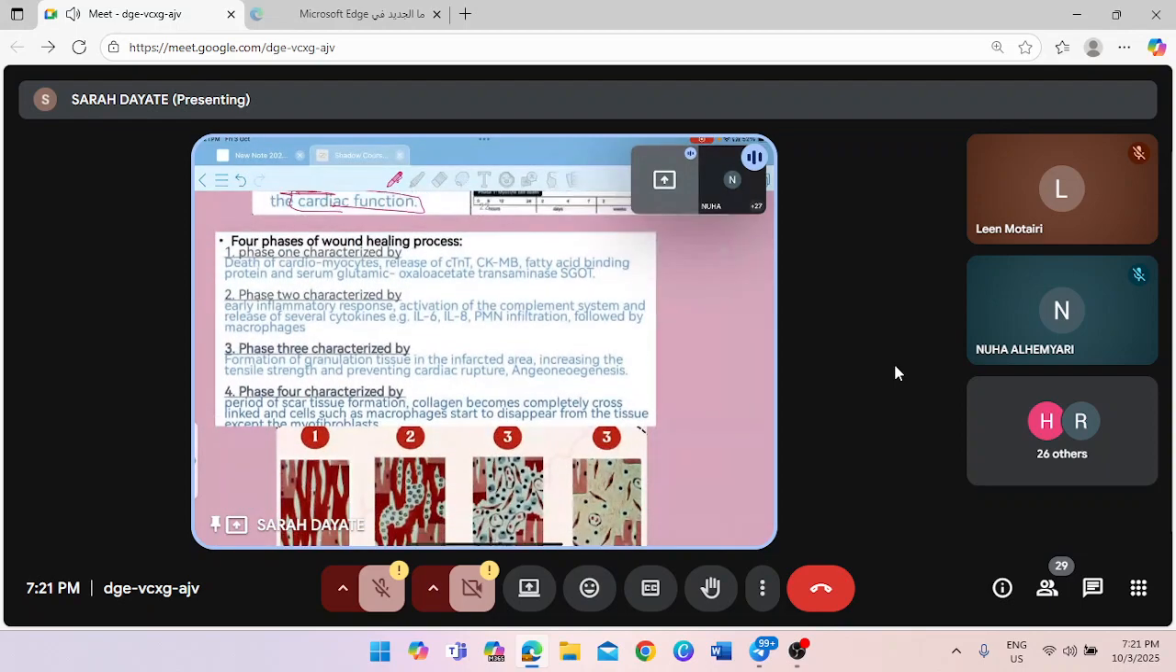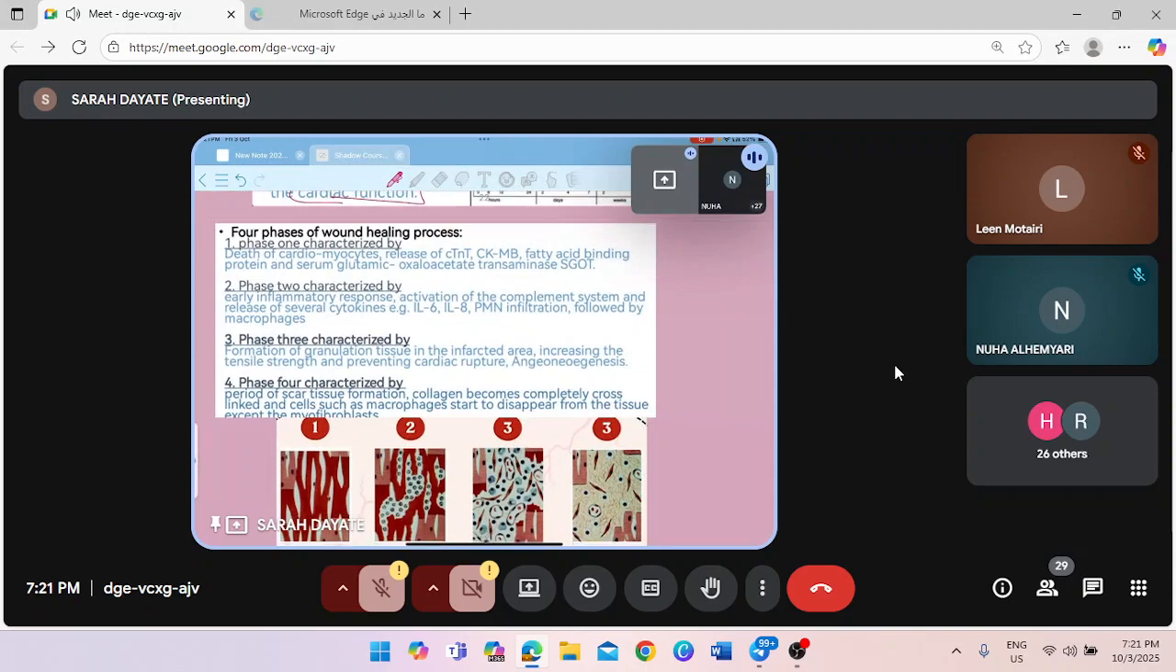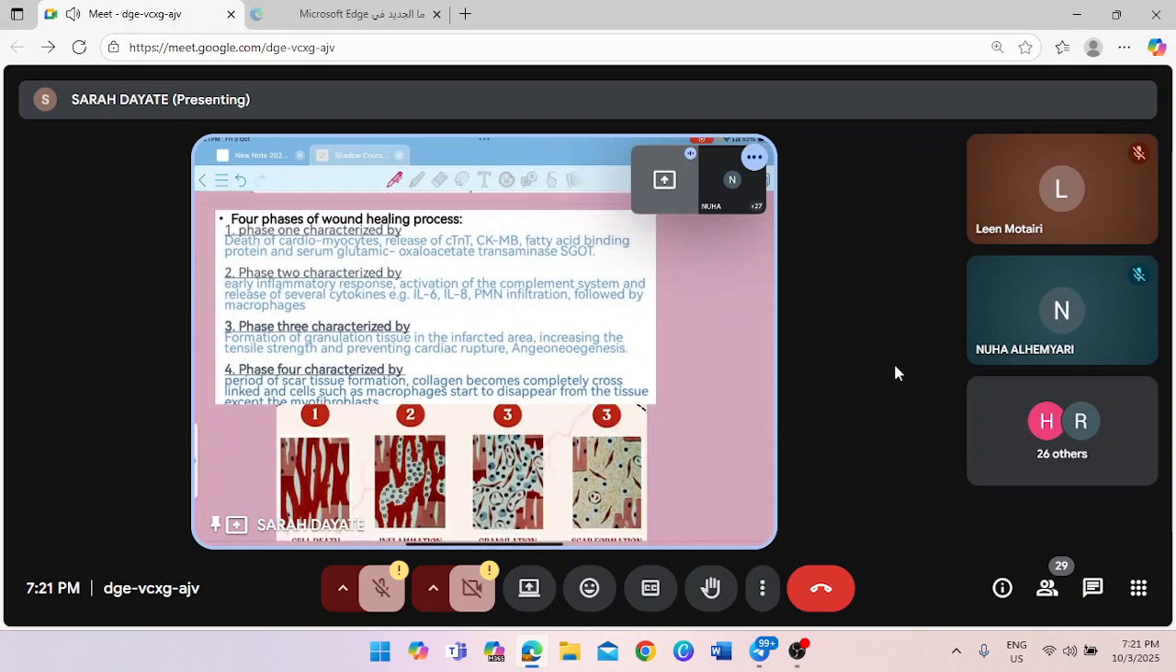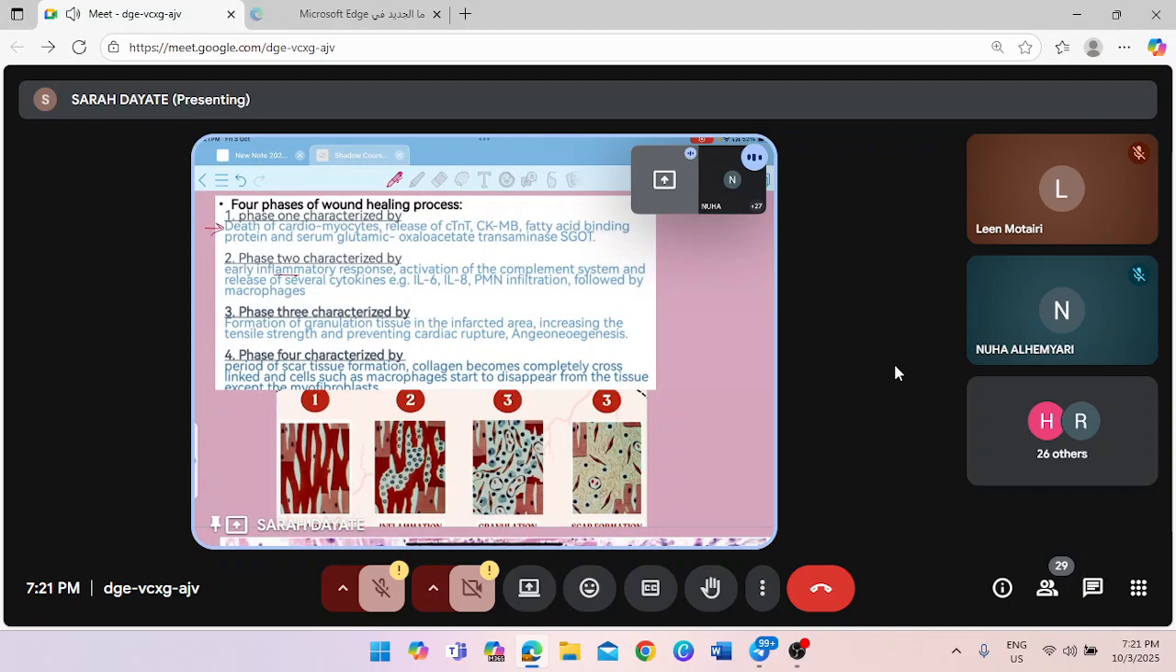Now, here this is important. The four phases of wound healing. First of all, we have the death of the cardiomyocytes. After the death, we have the release of the biomarkers: the troponin, the myoglobin, creatine kinase, and then the fatty acid binding protein and serum glutamate. Okay, and in phase two, we have the early inflammatory response with the activation of the complement system. So the body will consider it an inflammatory response.